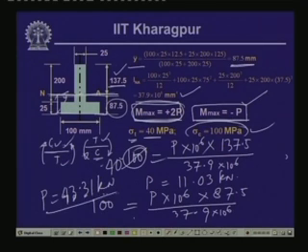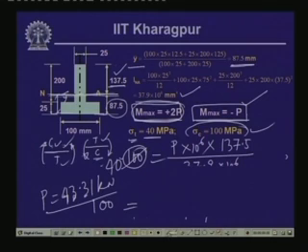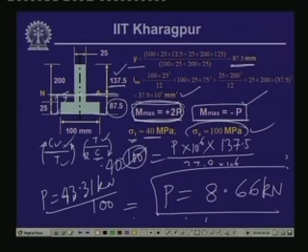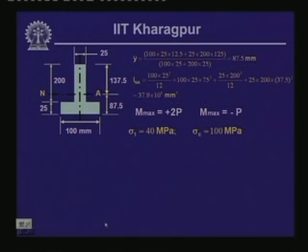Out of these 4 values of P, the minimum one will be governing, and the minimum value of P which we get from these stress considerations is P equal to 8.66 kilonewton. So, this is the value of P which can be applied so that the stresses will be within the limit for this particular cross section.